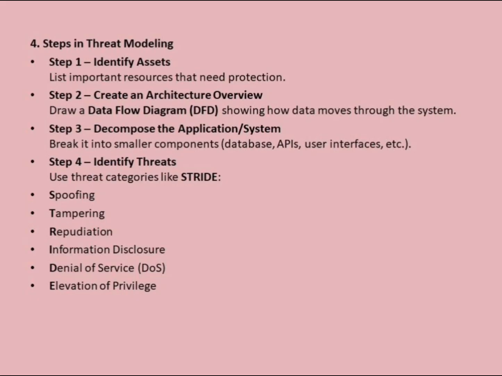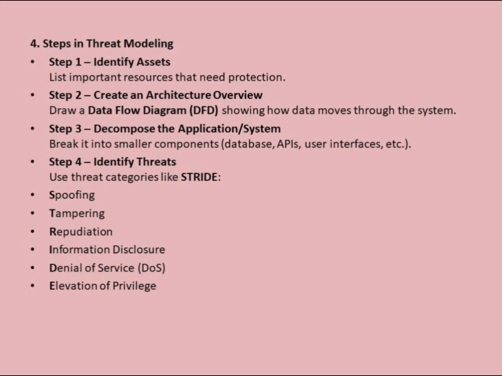The third step is to decompose the application or system into smaller parts. This means breaking down the system into its individual components, such as databases, APIs, authentication modules, and user interfaces. For example, in a mobile app, the login screen, backend server, and payment API are separate components that can each be analyzed for vulnerabilities.